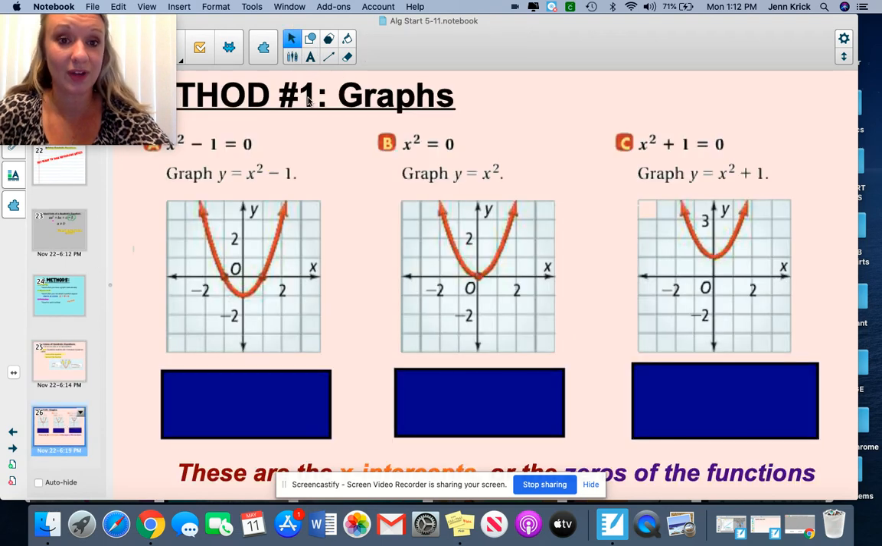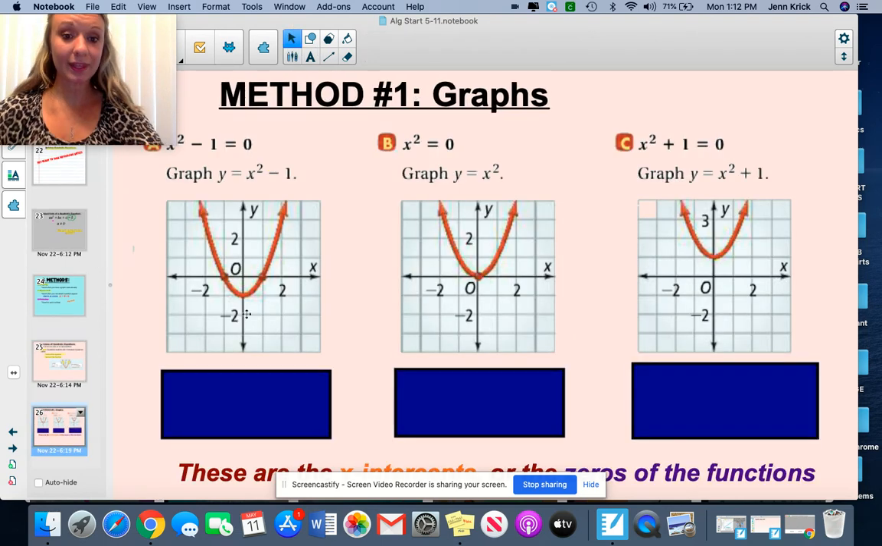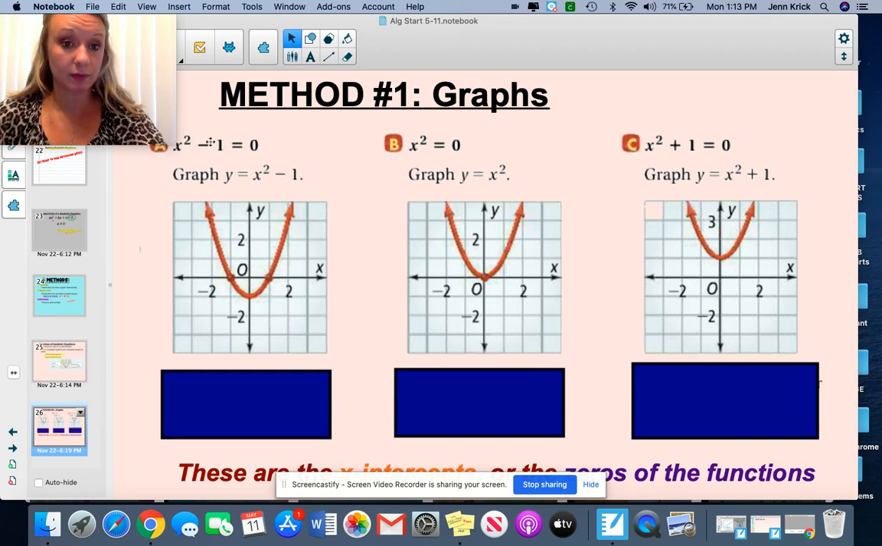So method number 1 is graphing. Here are 3 different quadratics, okay? So you've got x squared minus 1 equals 0, x squared equals 0, x squared plus 1 equals 0, and they're already graphed for you.